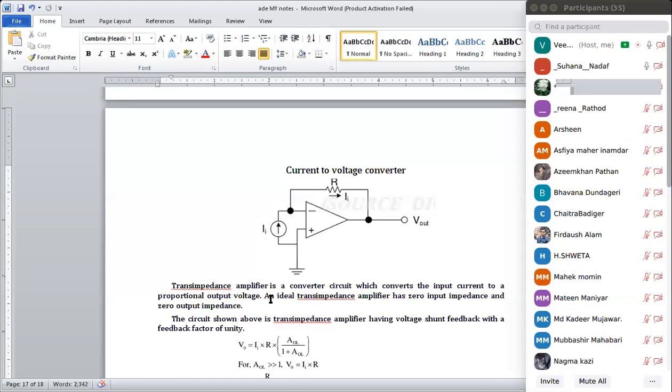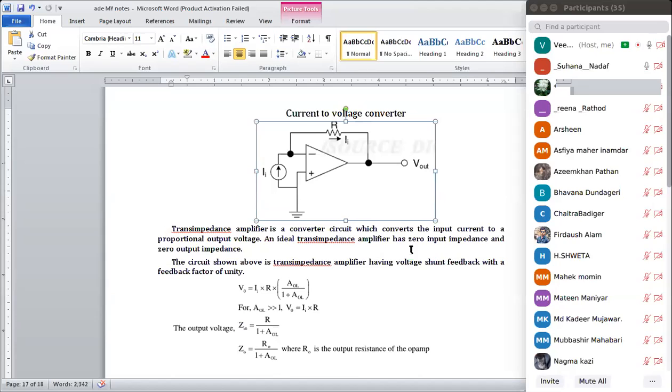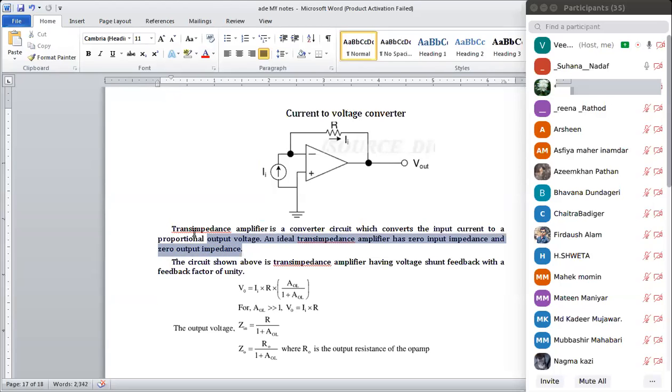So here, if you take an ideal transimpedance amplifier, it has zero input impedance. That is, whatever input we connect to this terminal, it has zero impedance. So if there is no impedance, whatever we give as an input is completely reflected at the output side, as it also has zero output impedance. So at the output we directly get the reflected input.